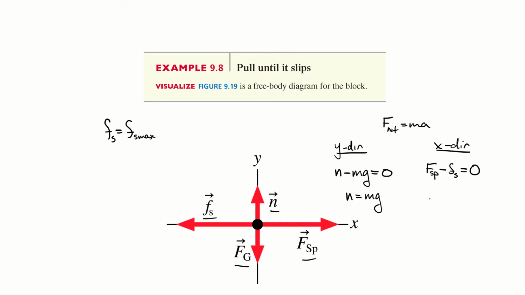Now, the Fs max is just the coefficient of static friction times the magnitude of the normal force. And the force on the spring is K times delta X. Now, this is going to be equal to 0. This is kind of a confusing part.